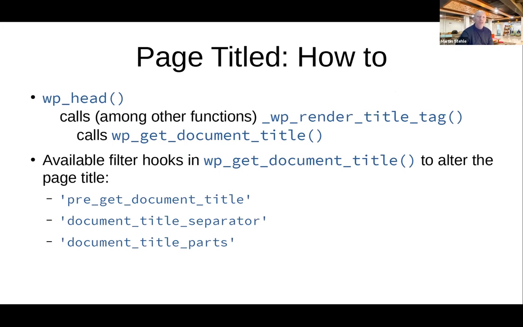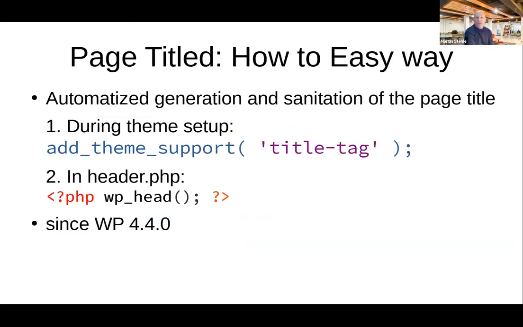I recommend you take a look in the WordPress core code at that function. It's a great job done, and it covers every case of a website, for example, a single post, a search result page, or the error page not found, and so on. And you can change the page title with the filter hooks, as you can see here, pre_get_document_title, and so on. It's very useful. But you also can forget that. Just use theme support title tag and the function wp_head.